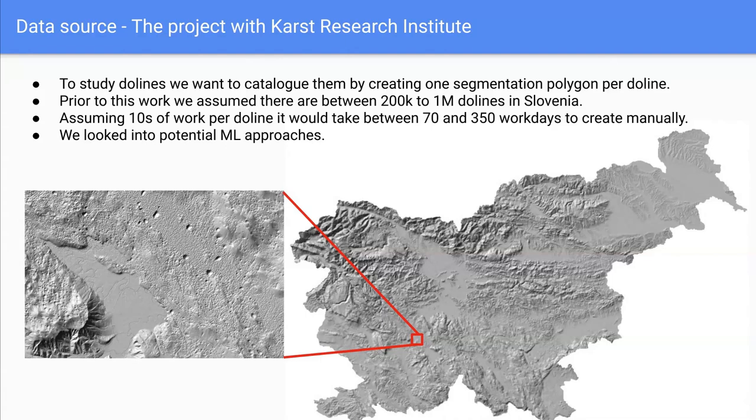Small budget means not much time, so you can't really go and label this manually. The estimate was it would take about a full work year to manually label all of them if you assume 10 seconds per object. Just an order of magnitude, who knows what would happen in practice. So, of course, the only option is to go with machine learning.